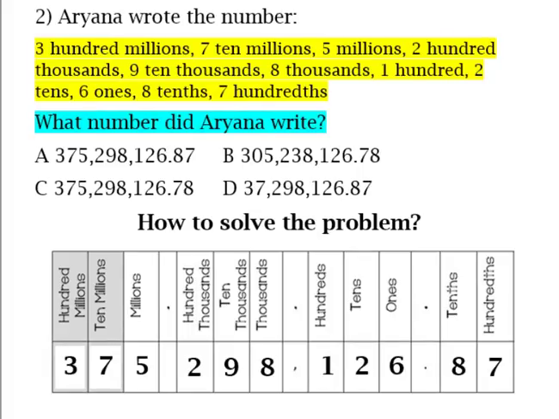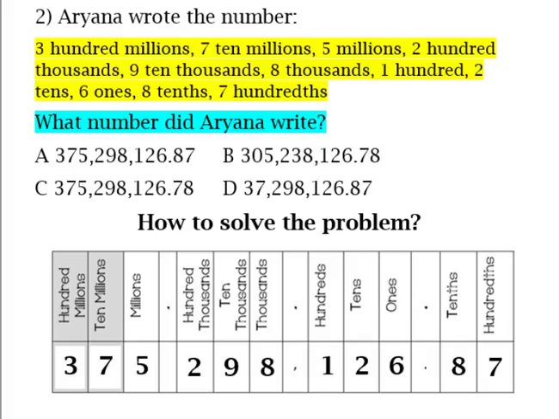Now, in solving the problem, all we are going to do is pop our numbers, our values, into each column based on their proper location or their proper place value. So if you notice, we have a 3 in the 100 millions column. We have a 7 in the 10 millions column. We have a 5 in the millions column.